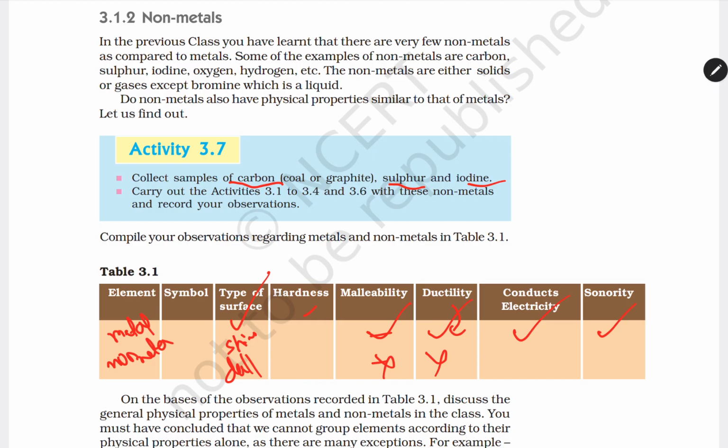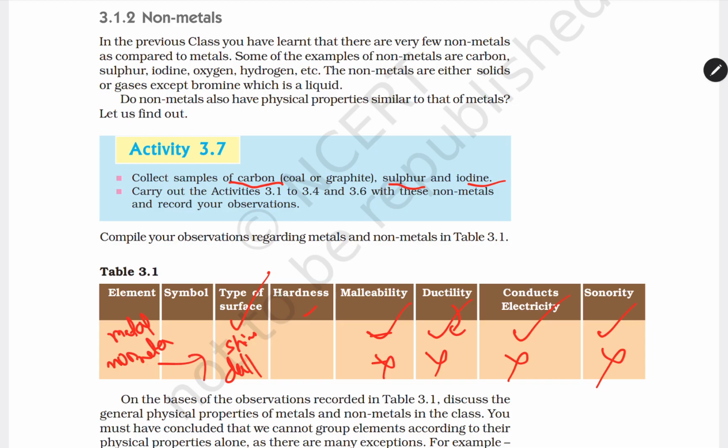So you will observe that metals like iron and copper are shiny in nature, they are hard, they are malleable, ductile, conduct electricity, and they produce a ringing sound when tapped. Coming to non-metals, like sulfur and coal, they are dull in looking, they are brittle, non-malleable, non-ductile, poor conductors of electricity, and non-sonorous. These are the properties of the non-metals.